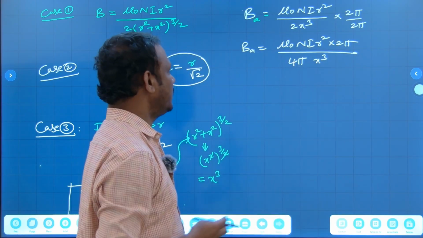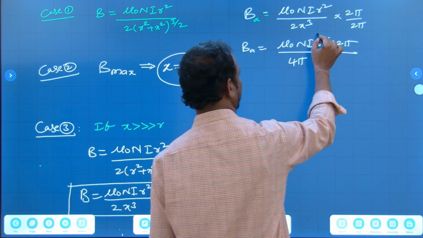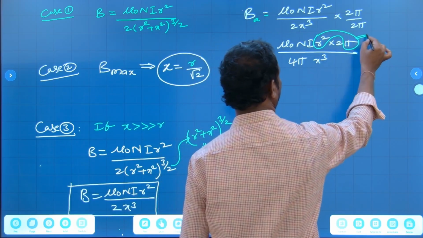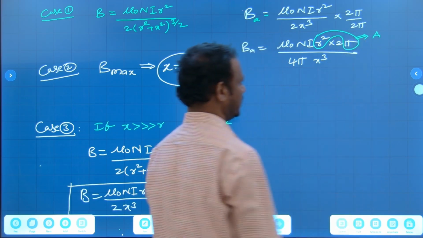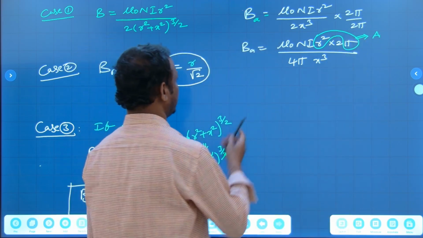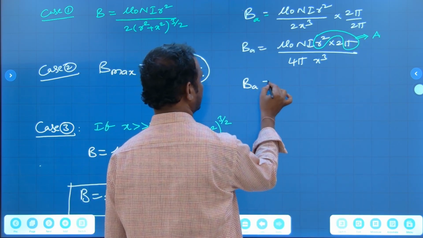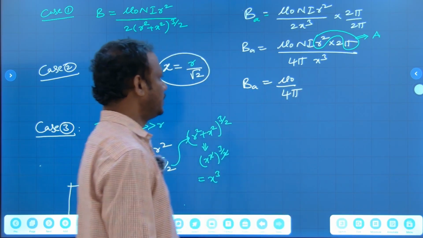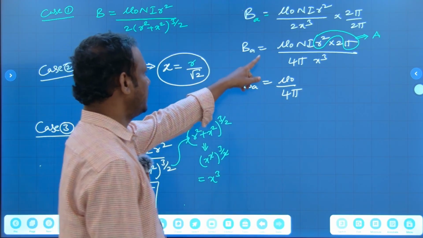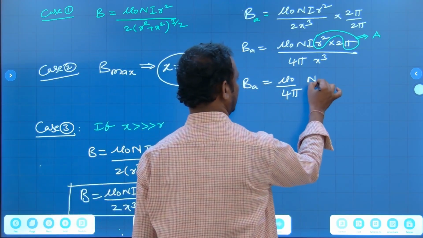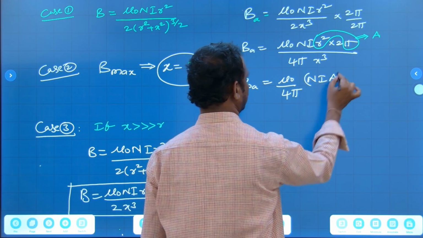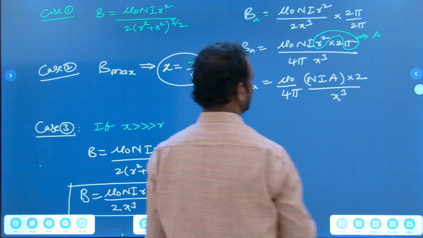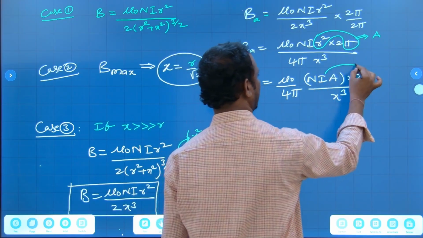You can observe this is pi R square. What is pi R square? It would be the area. Now we can write B axial is equal to mu naught by 4 pi, N I A into 2 by X cube. So, do you know what is N I A?